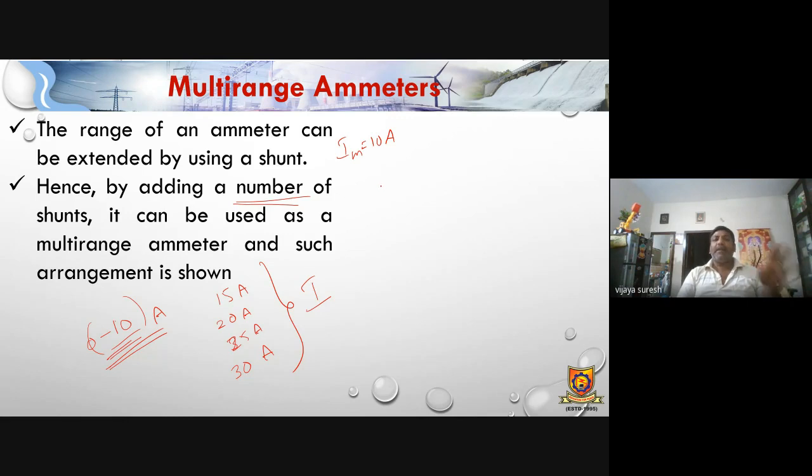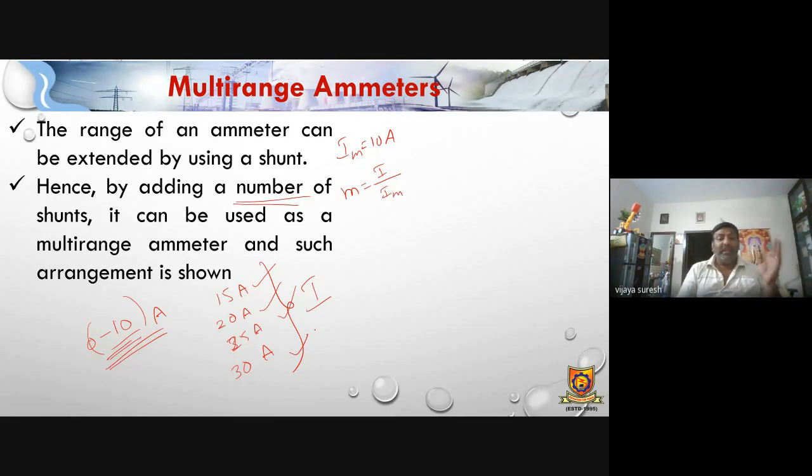So it will measure up to 10 amps, the full scale value of the meter. But the amount of I is 15 amps, 20 amps, 25 amps and 30 amps. So the I value will vary from 15 to 30, like that. Okay, then what about M? M equal to I divided by Im.